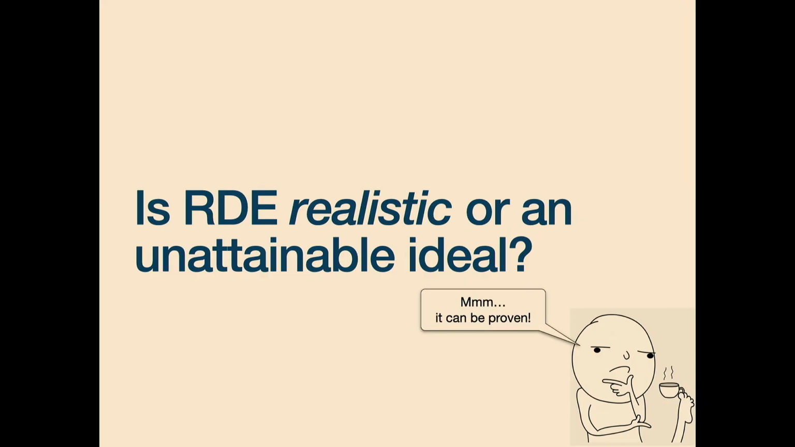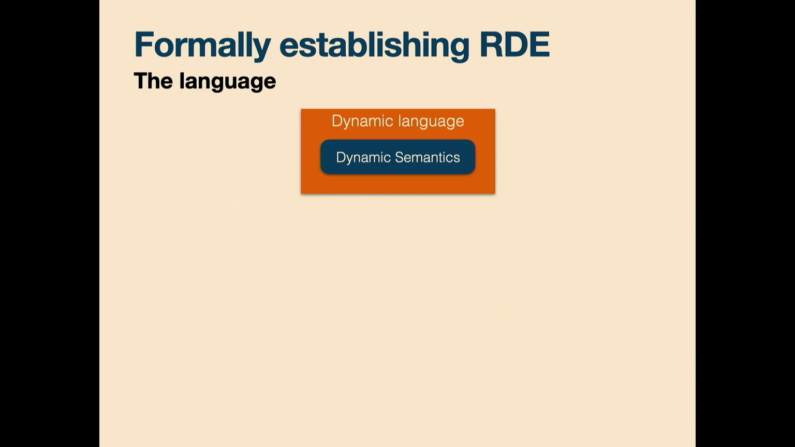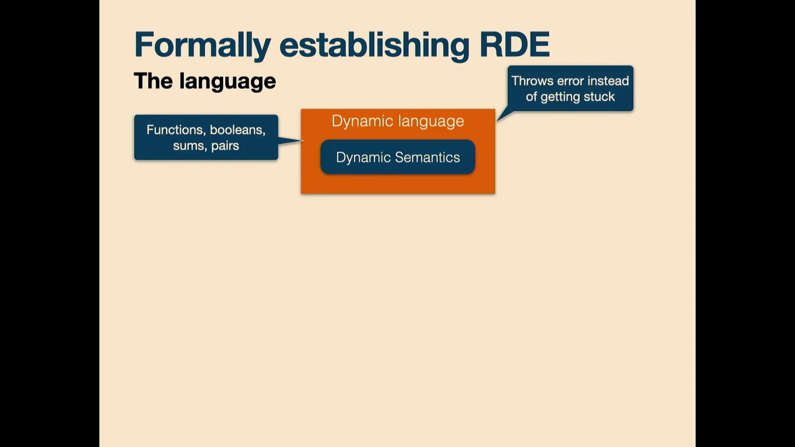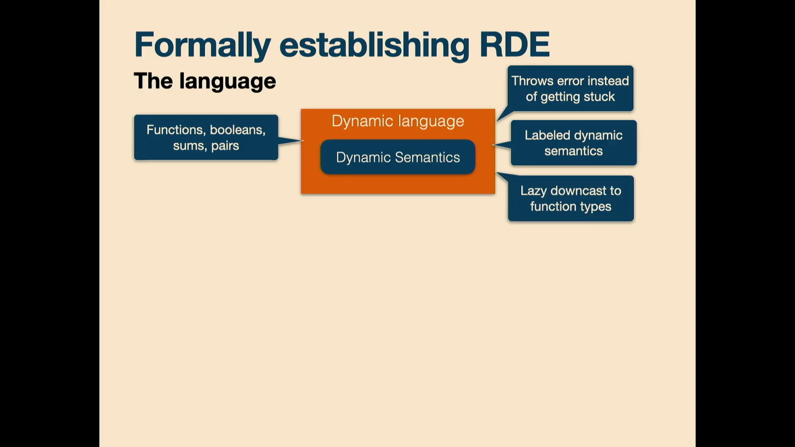Well, it can be proven, and we did it for a Gradual language that has functions, Booleans, sums, and pairs. So we start by defining our dynamic language, which, instead of getting stuck, throws errors. And also, it has labeled dynamic semantics: we put labels on every elimination place. And also, it has something special that I'm going to explain later, that it uses lazy downcast to function types, which is important. I will go back to this.